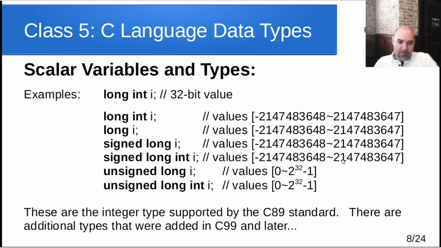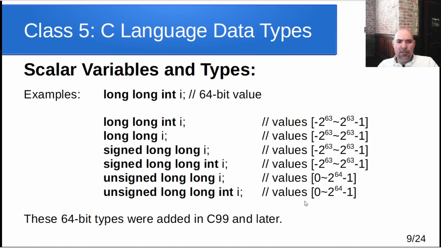Now, those are the integer types supported by the C89 ANSI standards. And there are some additional types that were added in C99 and later. There's also a bool type that was added later for booleans, true or false. We're not going to talk about that right now. We'll come back to that later on, but I do want to mention this type.